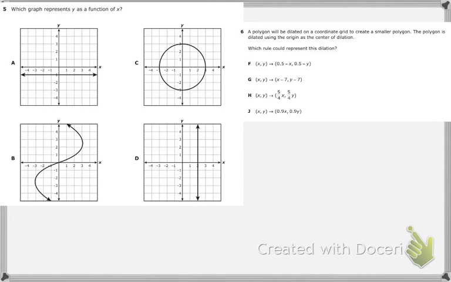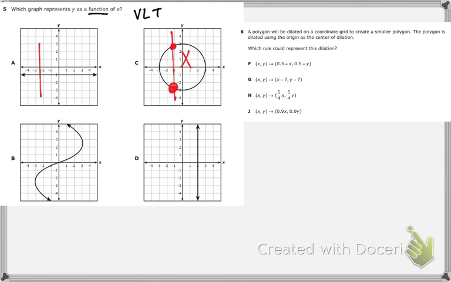Number 5, which graph represents y as a function of x? We know it's a function if the x's do not repeat, or if it passes the vertical line test. To make the vertical line test, we draw a vertical line, and if it touches twice, it is not a function. If it touches once, it is a function. So on C, obviously it's not, because it touches twice here and here.